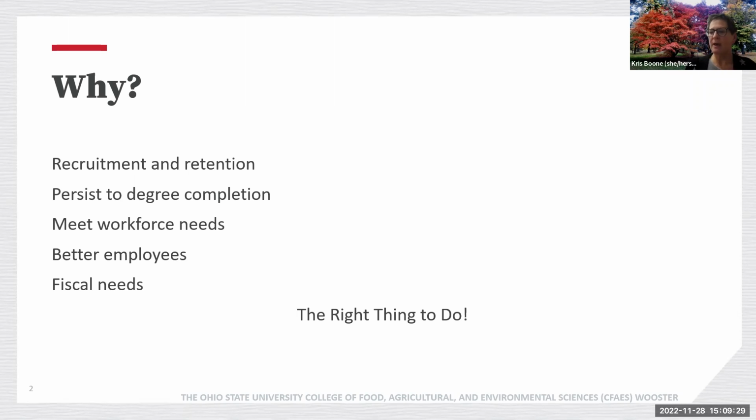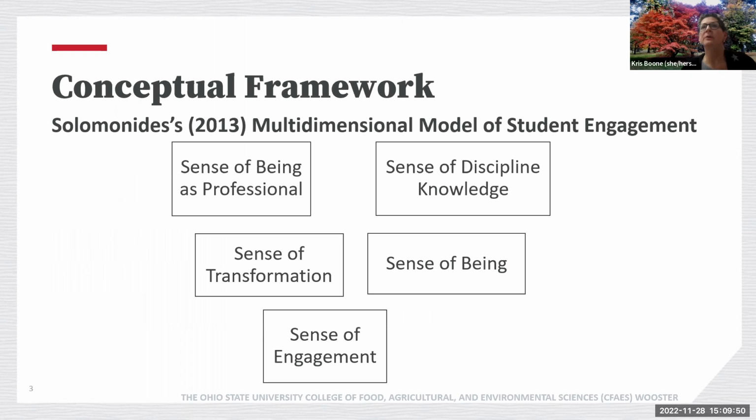I think as land grants and non-land grants, we have obligations to our states to really help meet some of those workforce needs. And so getting those engaged students here and being successful is important to those industries as well. There's a couple of conceptual frameworks that we're going to show you today. This is a multidimensional model of student engagement.